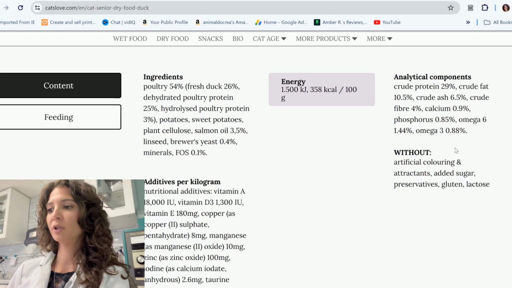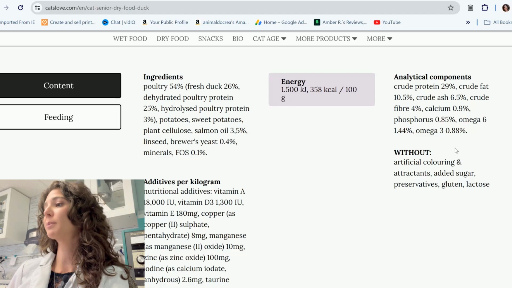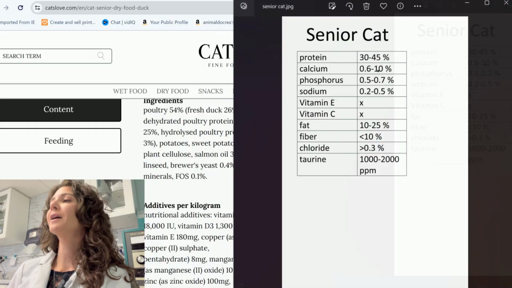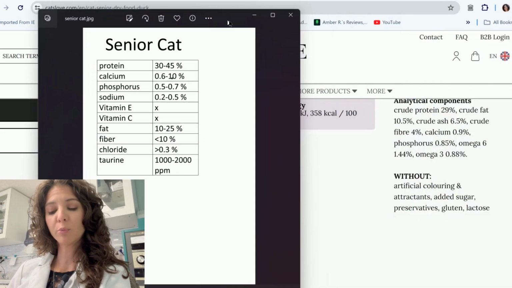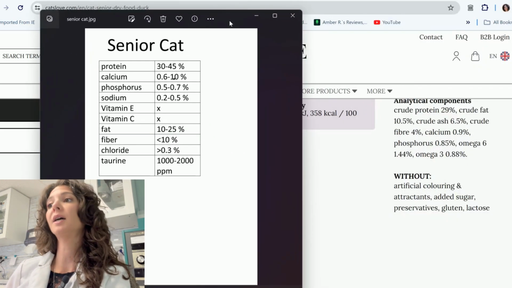So I was not able to do the conversion, but this is still going to end up being a really good option. So let's pull up our cat standards. With our senior cats, we know that mineral content is really important. As they've highlighted, the protein content is really important.